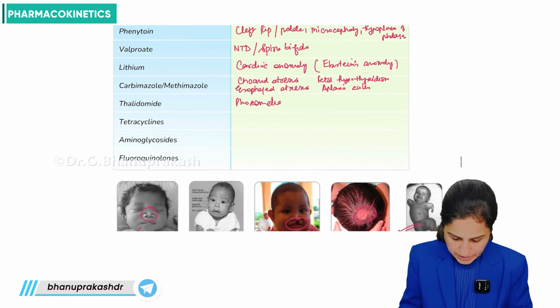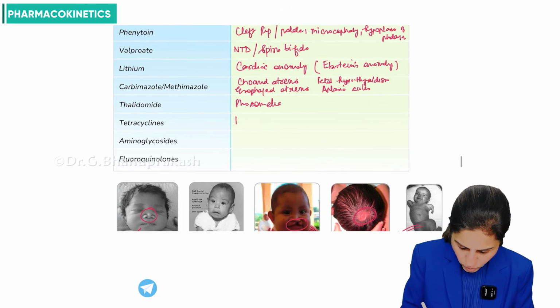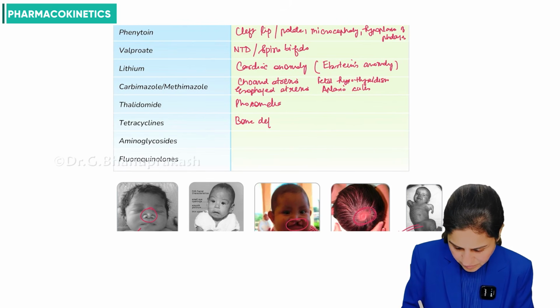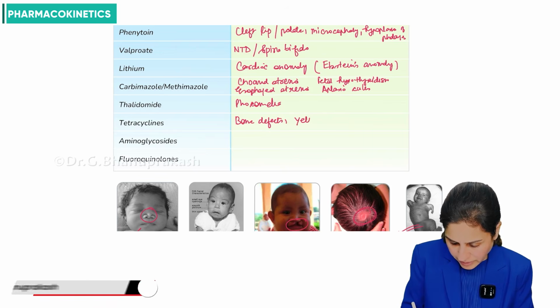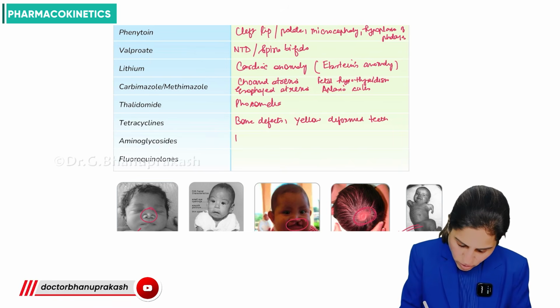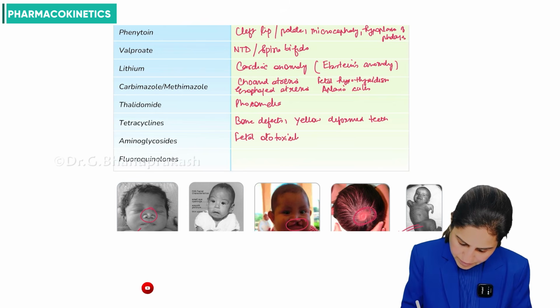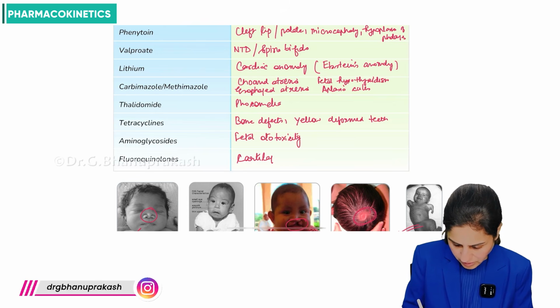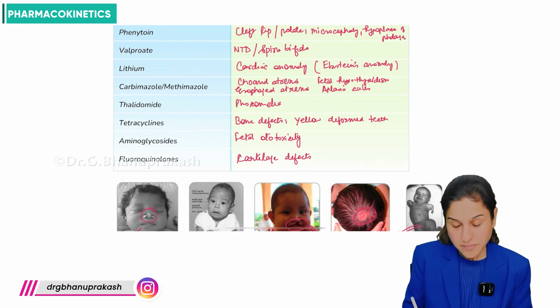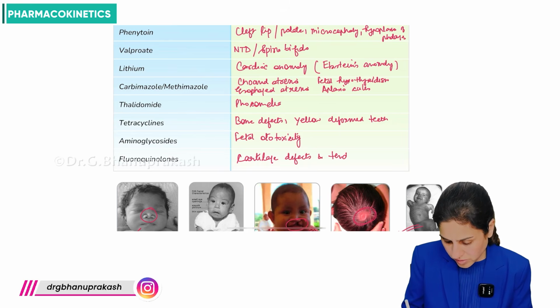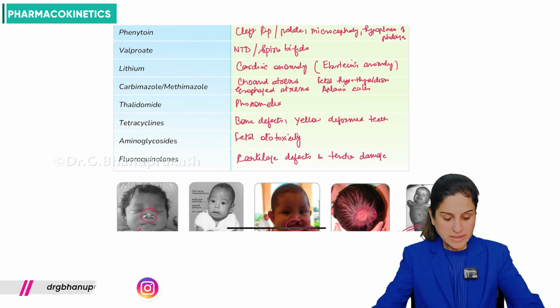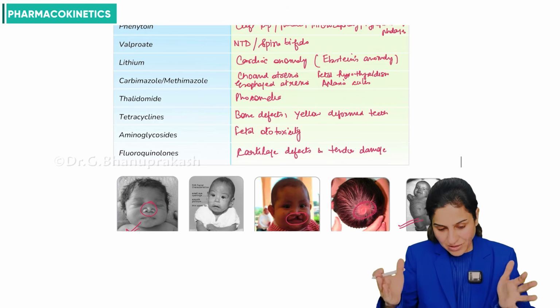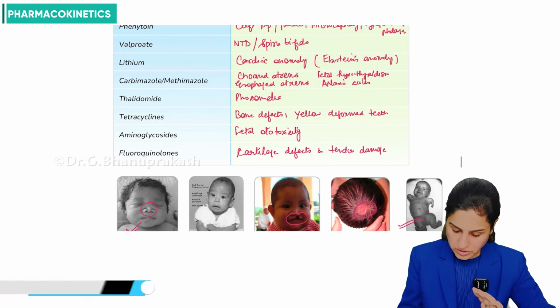Aplasia cutis. Then tetracyclines, they can cause bone defects and yellow teeth deformity. Aminoglycosides can cause fetal ototoxicity. Fluoroquinolones can cause cartilage defects and tendon damage. So these are the most important teratogenic effects, and the organ damage that they cause.